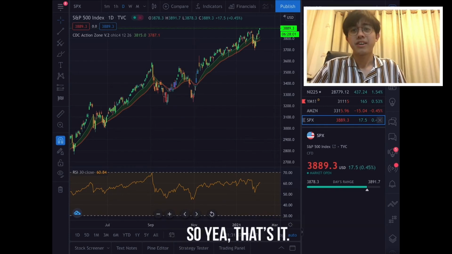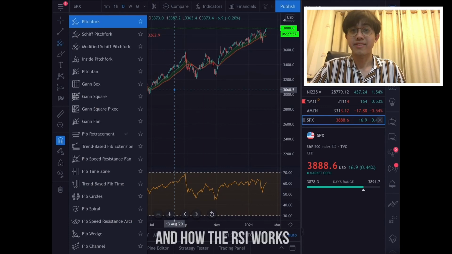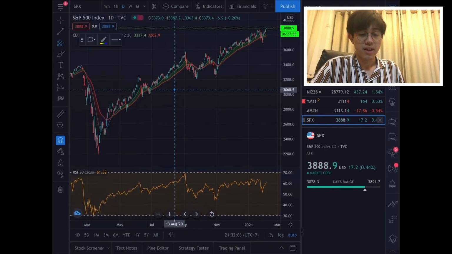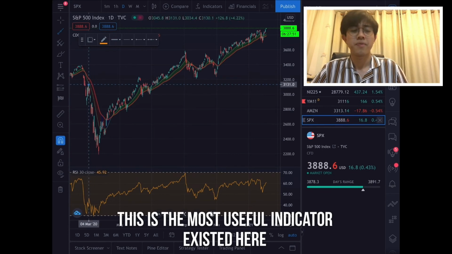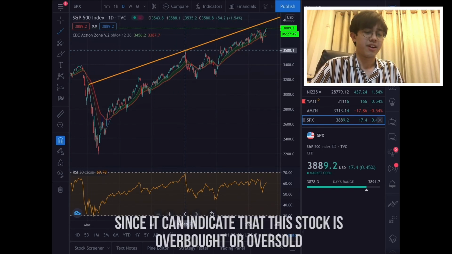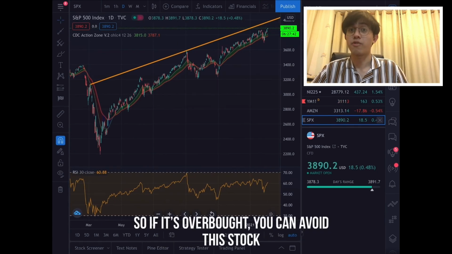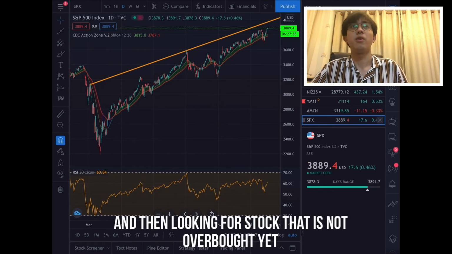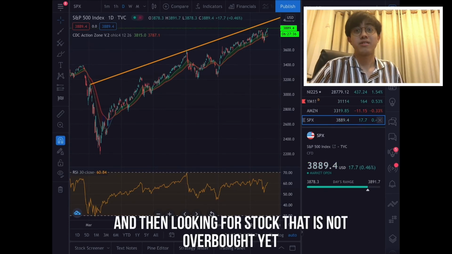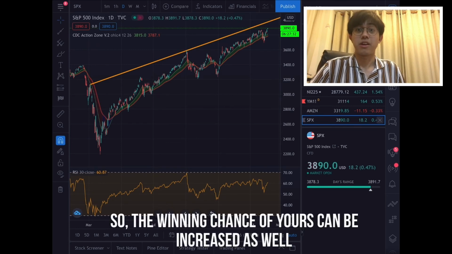So yeah, that is it. I hope you guys have an idea of what the RSI is and how the RSI works. I think it's the most useful indicator that exists, since it can indicate whether a stock is overbought or oversold. So if it's overbought, you can avoid this stock and look for stocks that are not overbought yet, so your winning chance can be increased as well.